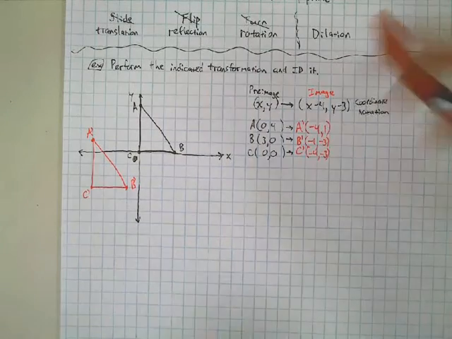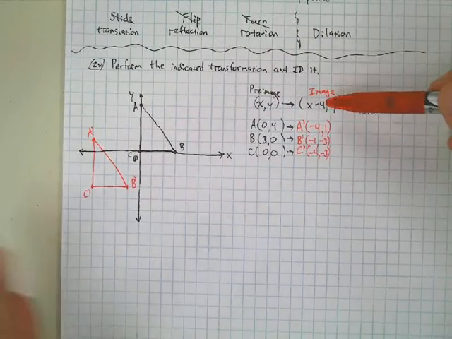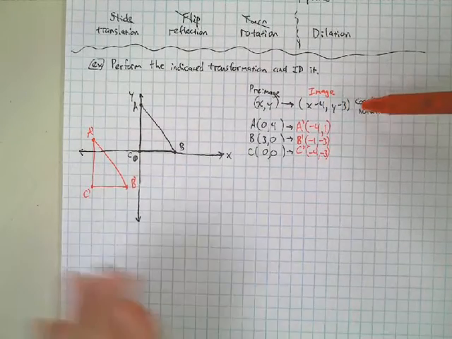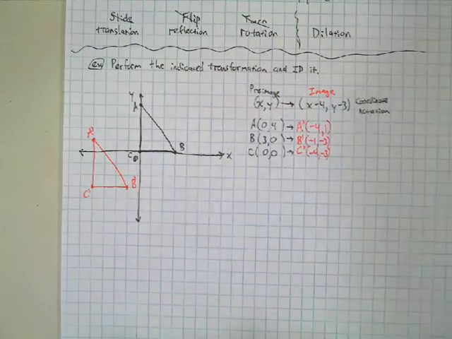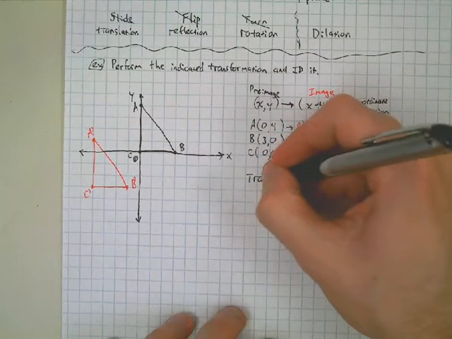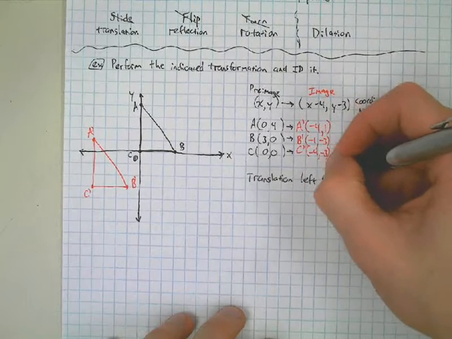And that's exactly right. It's kind of told to us right there. The x coordinate you're subtracting 4, so it makes sense we're going to go left 4. The y coordinate you're subtracting 3, so it makes sense we'll go down 3. Okay, and that's exactly what it is. So it's a translation. Left 4 and down 3.